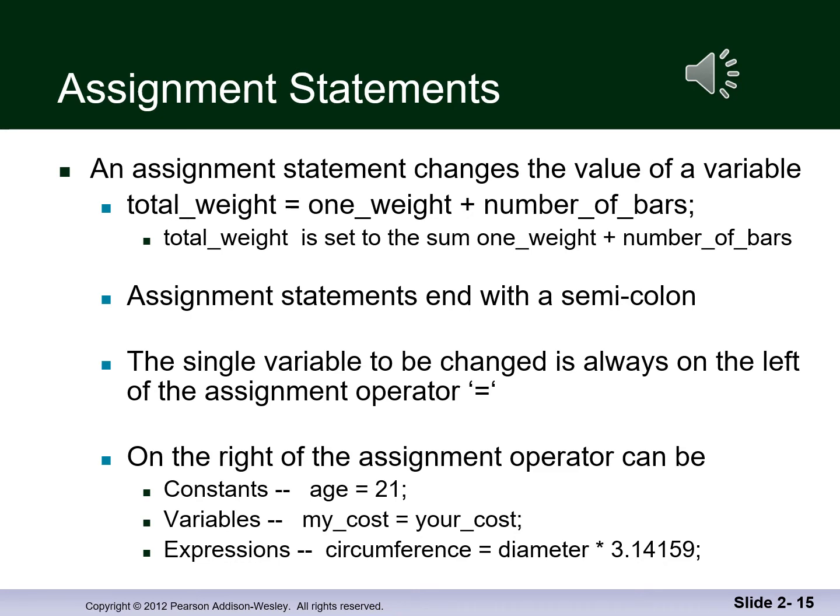Assignment statements end with a semicolon, and the single variable to be changed is always on the left of the assignment operator. The equal sign is the assignment operator. On the right of the assignment operator, you could have constants such as age = 21, variables, or expressions. We saw an expression at the beginning of this slide. Here's another expression. The variable circumference is being assigned diameter times 3.14159, an approximation of pi.